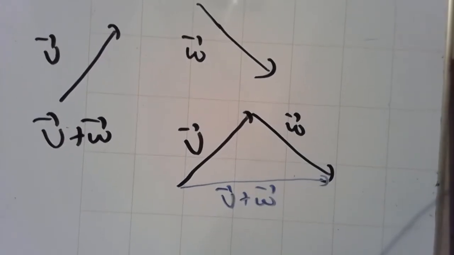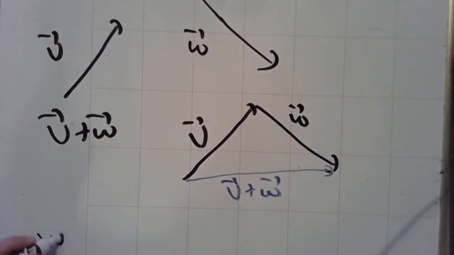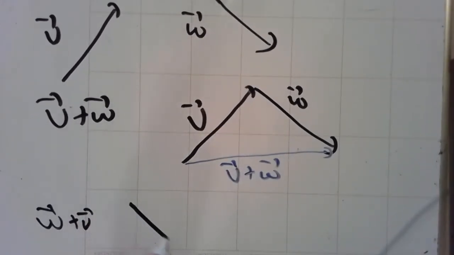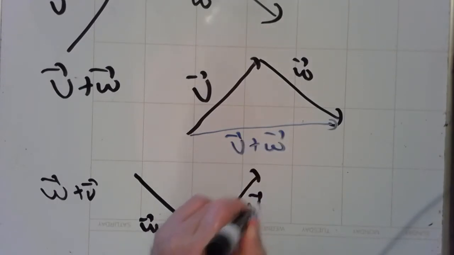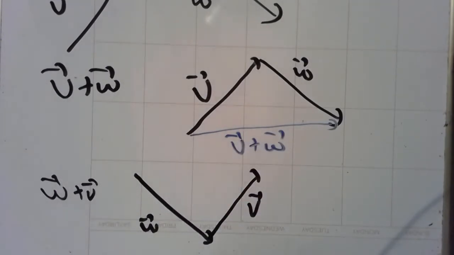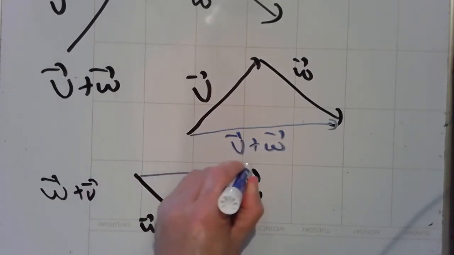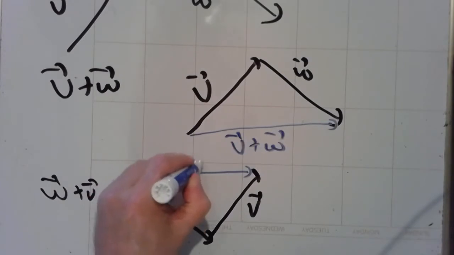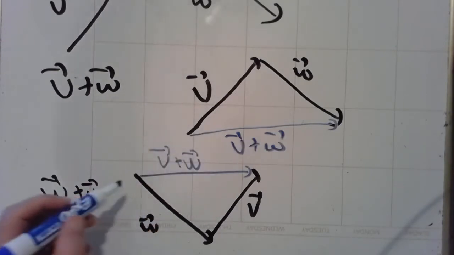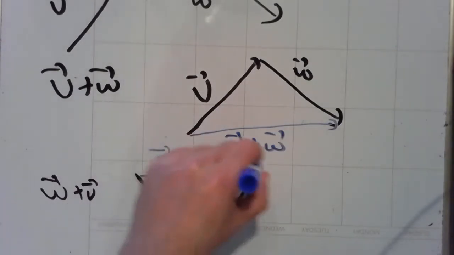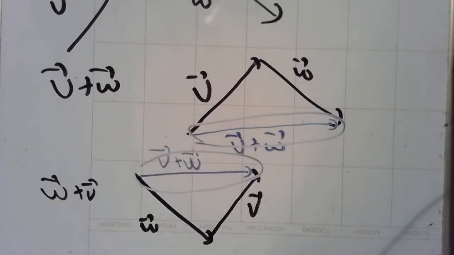Now, what if we wanted to do it the other way? Is this commutative? Is w plus v the same thing? Now we would start with a copy of w. At the end of w, put a copy of v. And we start at the beginning and end at the end. So this side over here would be the resultant vector, v plus w. Now the triangles might not look the same, but look at this resultant vector. That guy right there versus that guy right there. Those are the same. So yes, vector addition is commutative. Order doesn't matter.